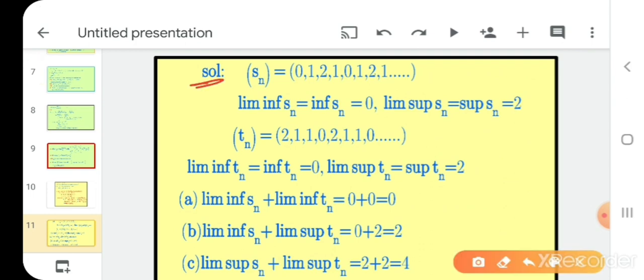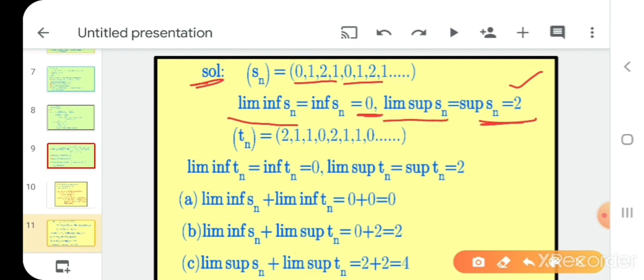Solution. Sn is 0 1 2 1, 0 1 2 1, 0 1 2 1 like this. What is the infimum? 0 is the infimum of Sn. What is the supremum of Sn? 2 is the supremum of Sn. Therefore, limit infimum of Sn is 0. Limit supremum of Sn is 2.